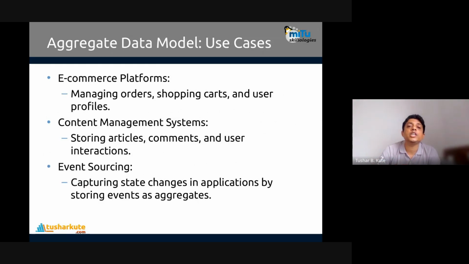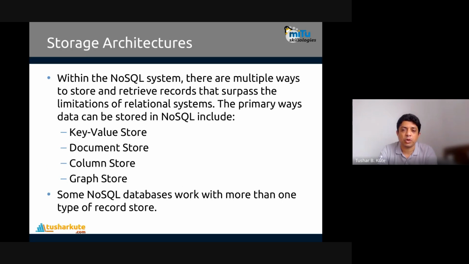Where do we use it? E-commerce platforms. These are the applications of NoSQL actually. Managing orders, shopping carts, user profiles. Content management systems, storing articles, websites, bloggers' websites, comments, their user interactions. Data that you upload, files that you upload, everything is present in a CMS. And third, event sourcing, and many other locations. This aggregate data model has given birth to the ways of storing data in NoSQL databases.